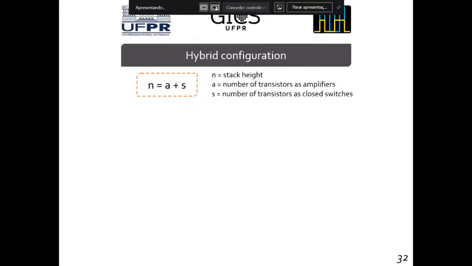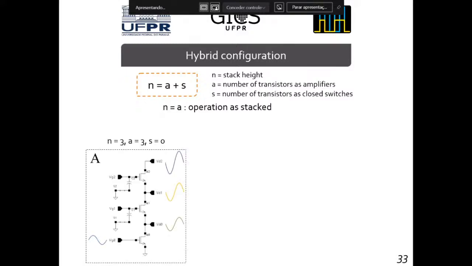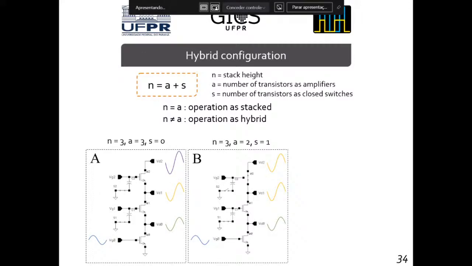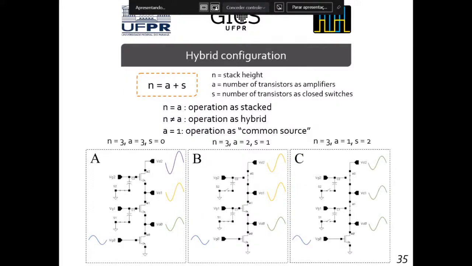In the hybrid configuration, the stack height is equal to the sum of A transistors operating as amplifiers, and S transistors operating as closed switches. When N equals A, the circuit operates as the stacked topology. When N is different from A, the circuit operates as the hybrid topology. Some transistors operate as closed switches and some as amplifiers. When A equals 1, the structure operates as a common source.